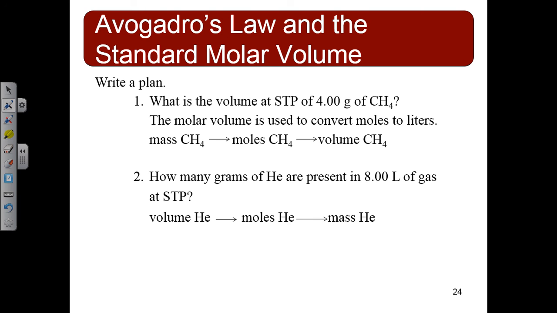Problem still up there at the top. Okay, the first thing we do is we always write out what we know, right? So the first one you're starting with mass, and the second one you're starting with the volume. Okay, so be thinking about these arrows like I always draw. What do you have to multiply or divide by? Okay, that's where your conversion factors come in.